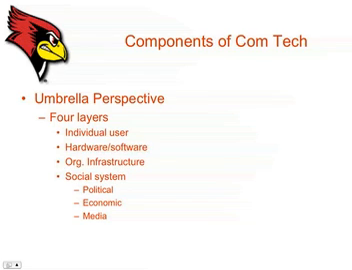Finally, we have the social system, and this is the most macro of the 4 layers. It has 3 components: political, economic, and media. And we can see how communication technology can influence the way that each of these works in the greater social system.